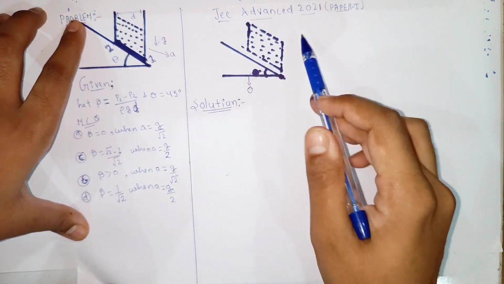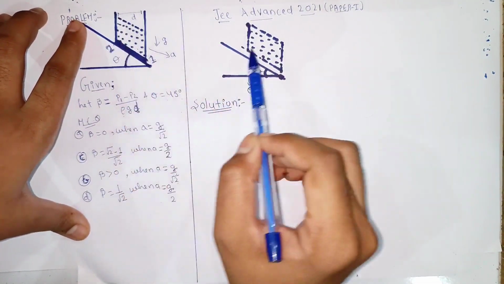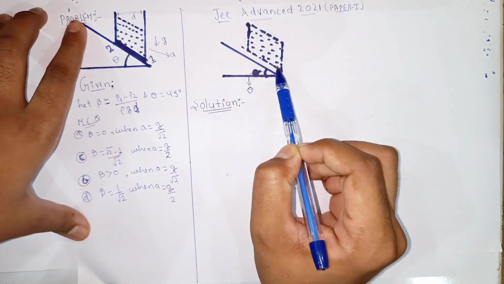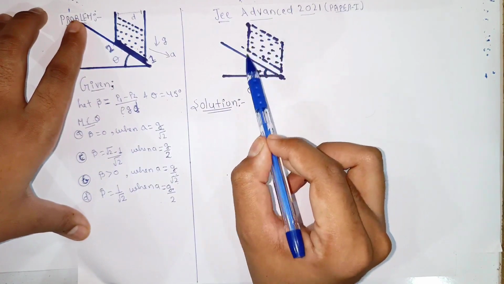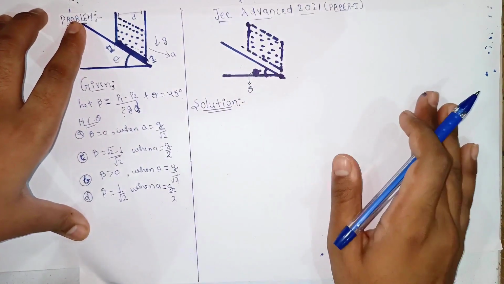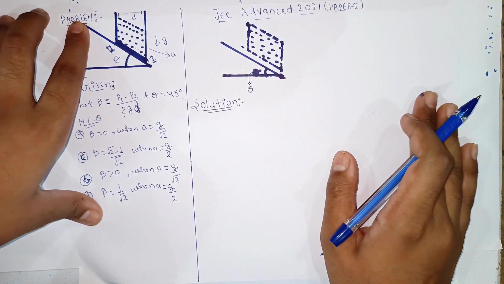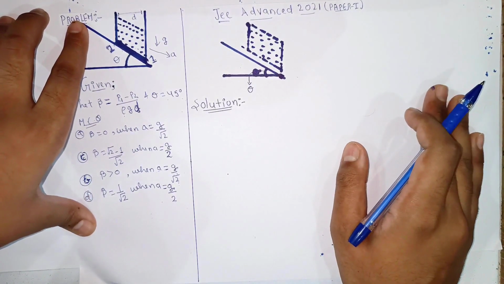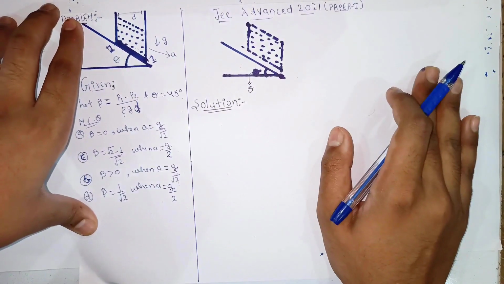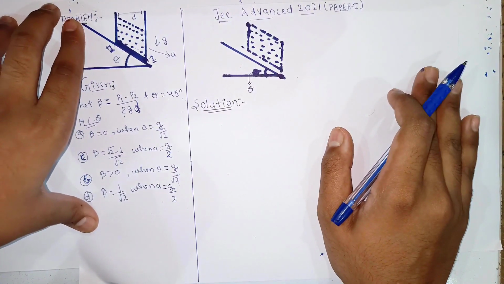So here I've taken out the water column outside. So here is the water column, it looks like this. Before moving to the solution, what steps do we take to start with our problem? First of all we have to move to the vessel's frame. We have to move to the vessel's frame.